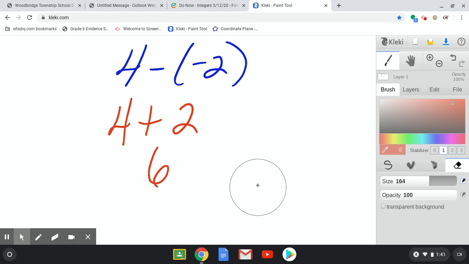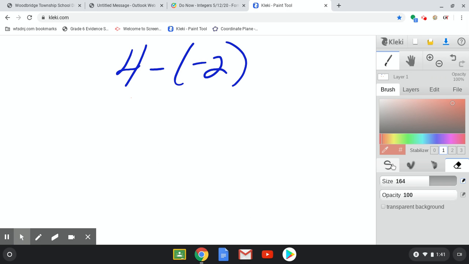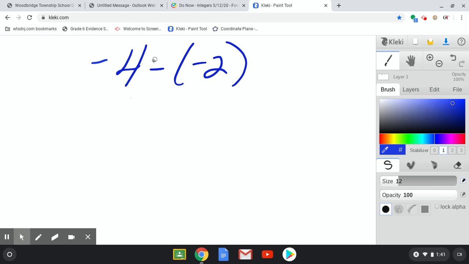So let's just say we ended up having -4 minus -2. Well, first thing we're looking at is to see what type of problem. It's a subtraction problem. We need to do keep, change, change. So we are going to go ahead and keep the -4, change the subtraction sign to addition, and then we are going to change the -2 to +2, right? So now we're back to addition. So now we need to go to the addition rules.